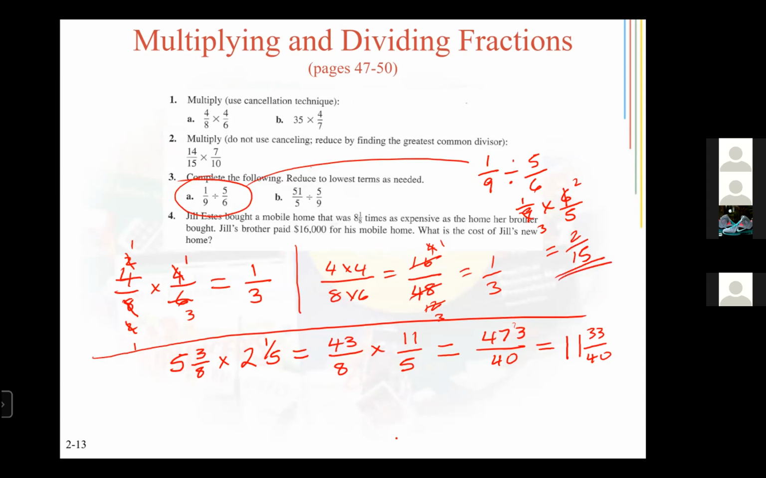So the first step is to invert the second fraction and then treat it as a multiplication. Now, if you had a mixed number, it's the same step as when you multiply. First, you need to change the mixed number to an improper fraction. Then you invert the second one and treat it as a multiplication after that. Same steps as you do for multiplication.